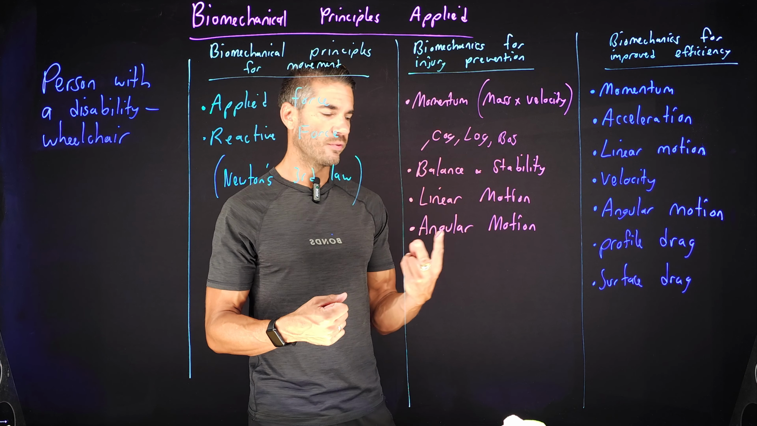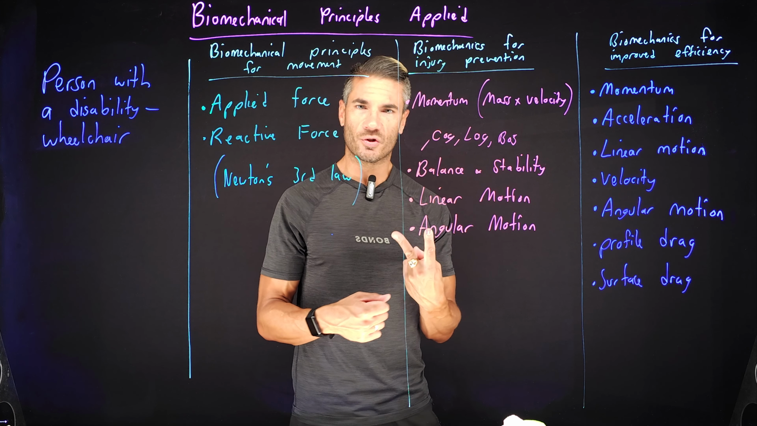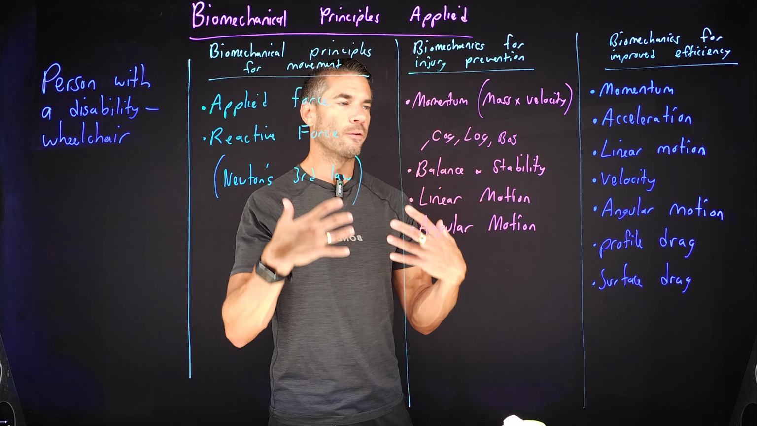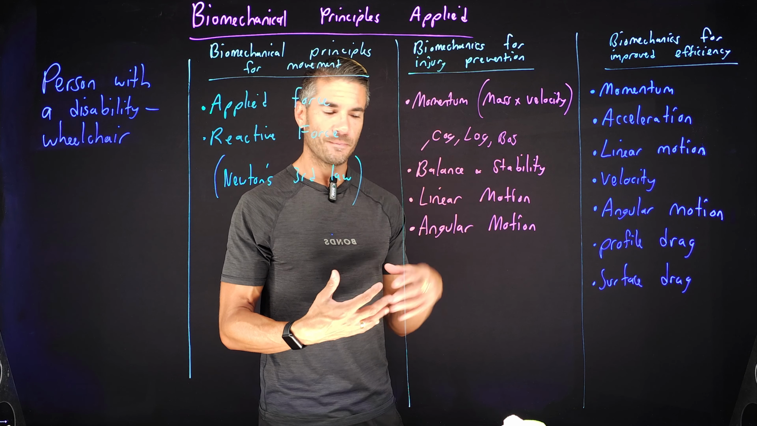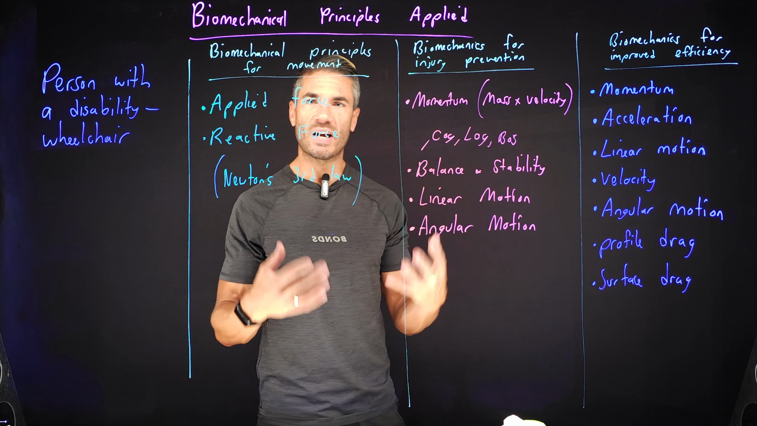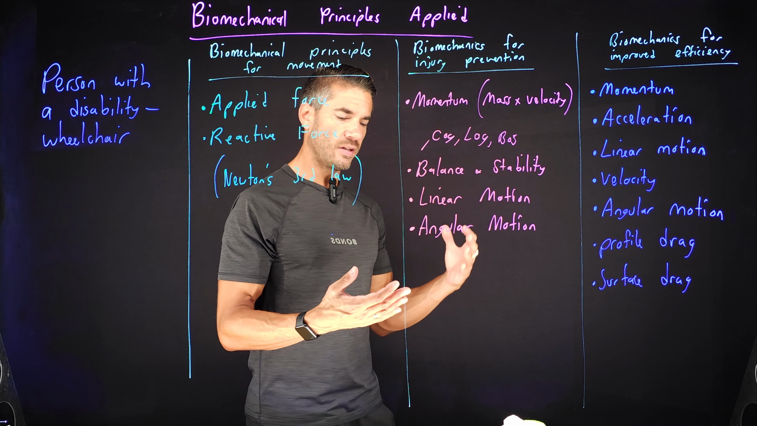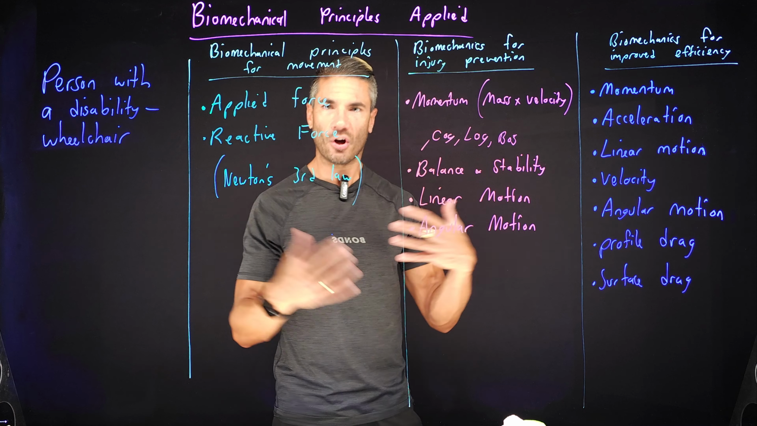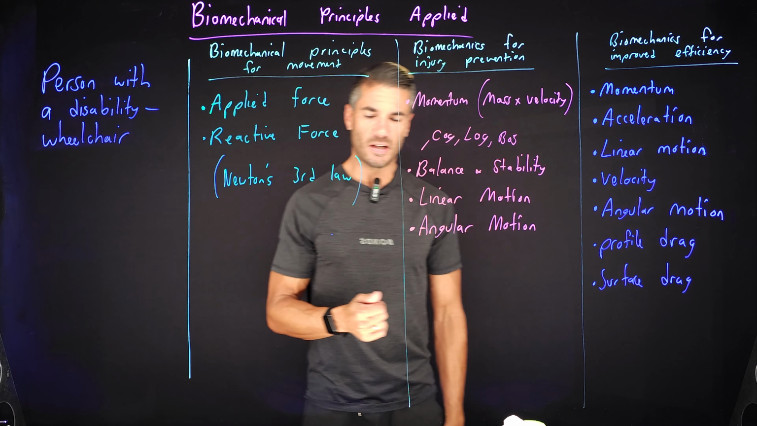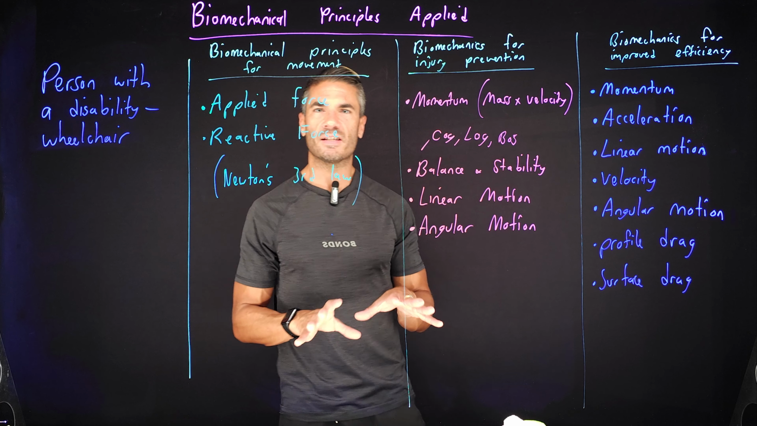There's two types of drag. We've got profile drag and surface drag. So profile drag is the drag you experience from the shape of your front that hits the wind. And surface drag is the drag that is created from the surface or the coating that goes over you, all right? So we think about a wheelchair design, we want something that's going to be nice and aerodynamic.